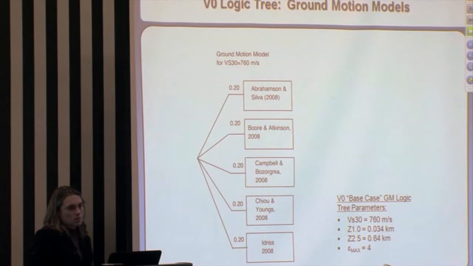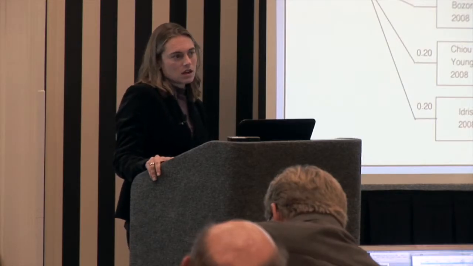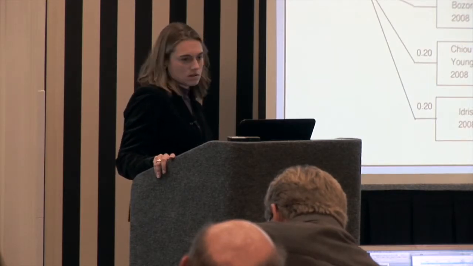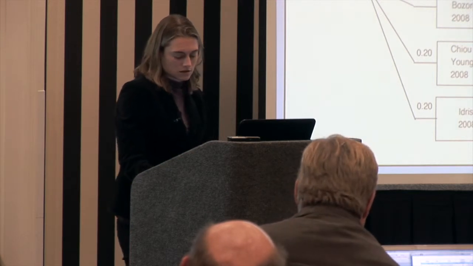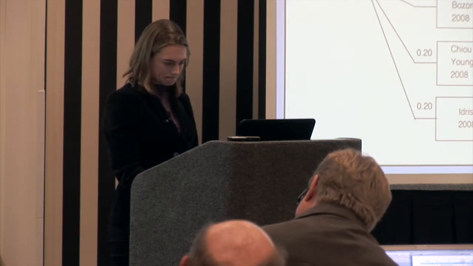We used a maximum of 4 standard deviations above the median for the ground motion models. This was selected because early on when we did the sensitivity analysis, we saw that at the 10 to the minus 4 hazard level, an epsilon max of 4 yielded the same results as the epsilon max of 5, and we went with 4.